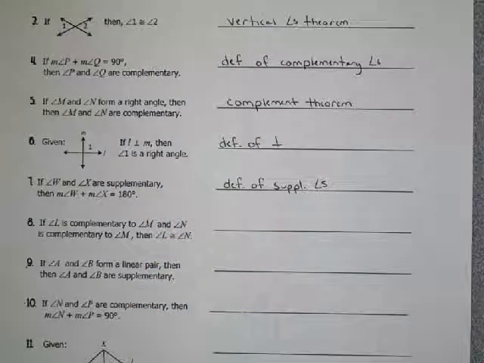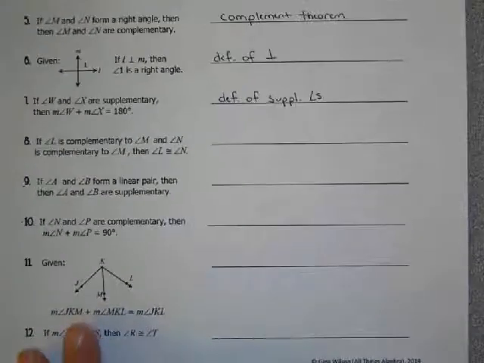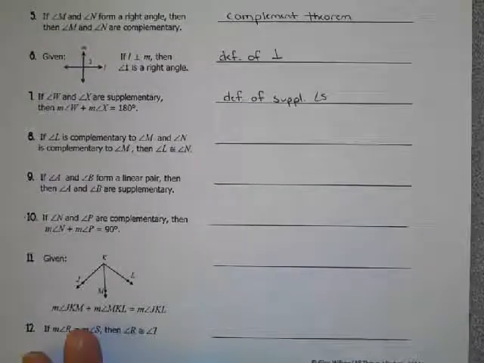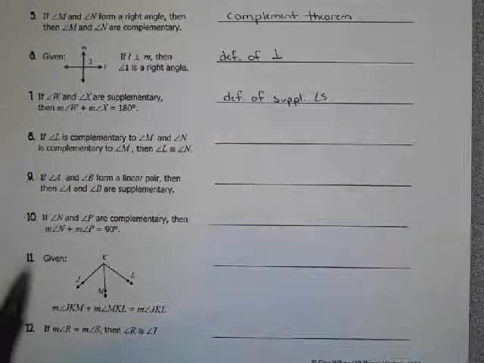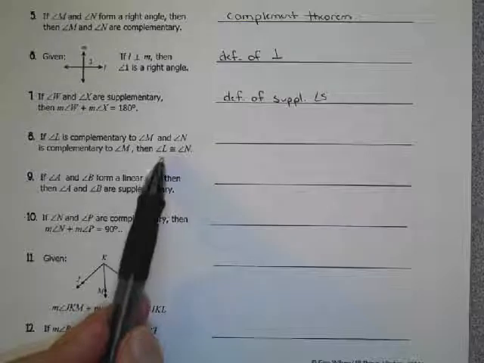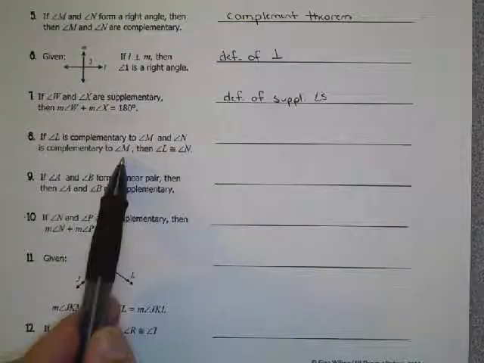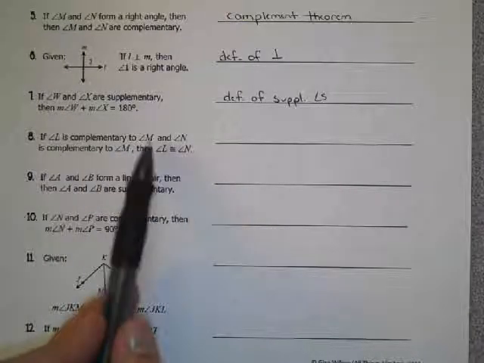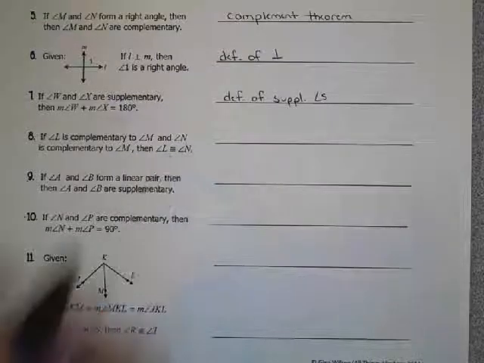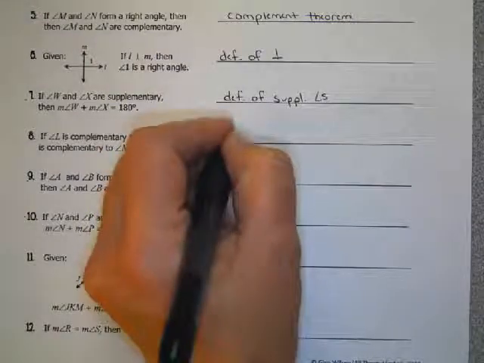Number 8, if angle L is complementary to angle M and angle N is complementary to angle M, then angle L is congruent to angle N. So angle M is complementary to two other angles, therefore those are congruent to each other. So that is the congruent complements theorem.